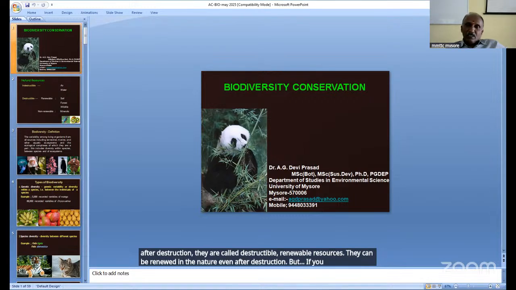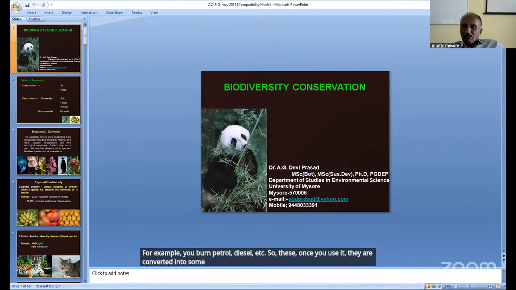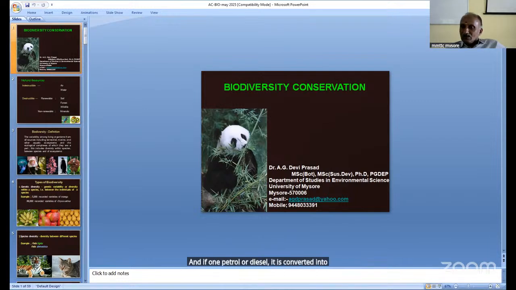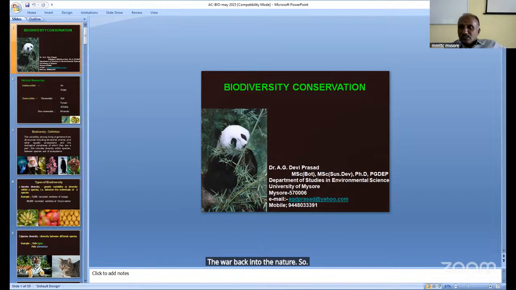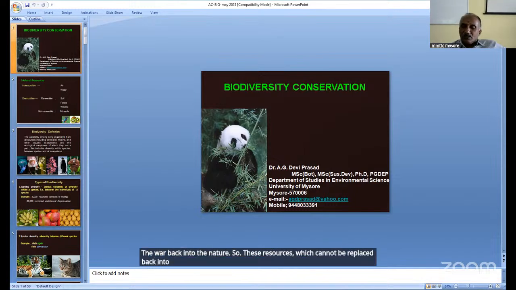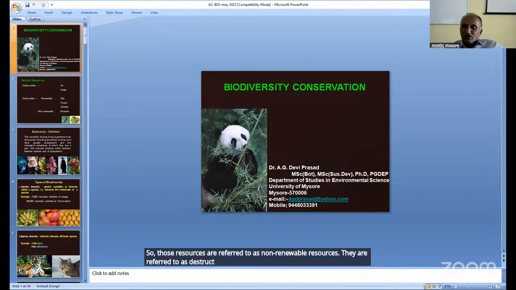But if you look at minerals, for example, you burn petrol, diesel, etc. Once you use them, they are converted into some products. When you burn petrol or diesel, it is converted into ash, and from that you cannot replace the petrol or diesel back into nature. Suppose you extract gold from its ore and make it into jewelry; from the same jewelry you cannot replace the ore back into nature. Resources which cannot be replaced back into nature even after destruction, consumption or usage are referred to as non-renewable resources, or destructible, non-renewable resources.